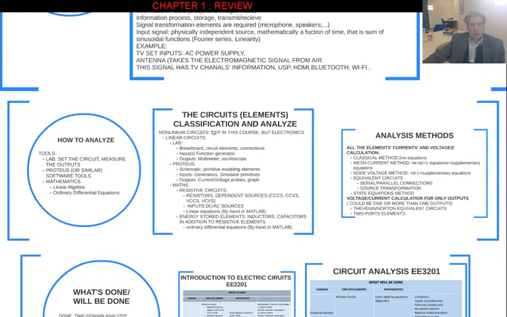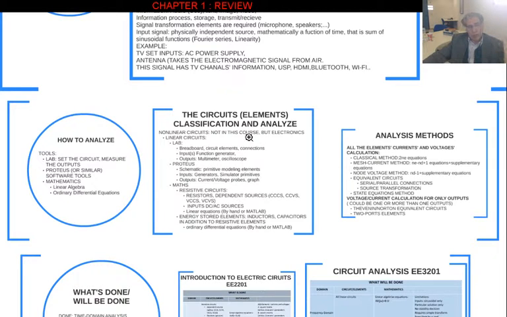The circuit elements classification and analysis. There is a relation between the circuit and circuit elements or circuit classifications. That means resistive circuits or circuits including energy storage elements, two groups of circuits. For different types of circuits, we use different mathematical tools. That's why there is a relation between element classification and analysis.